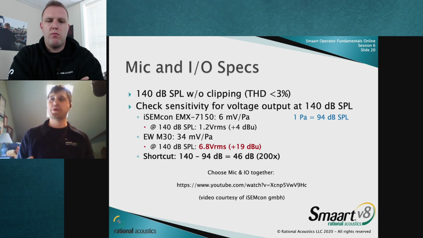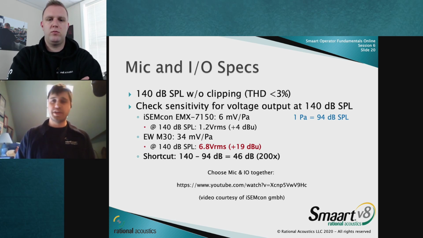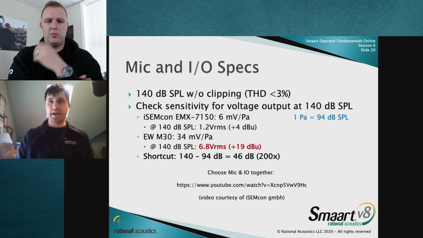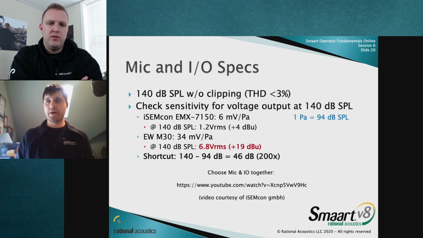And a really nice shortcut for saying, okay, what voltage do I have to deal with here? I'm going to check my spec sheets, and I'm going to make sure that the max voltage on my preamps is going to be enough. The number you want to look at is that 94 dB sensitivity value, which for the iSemcon is listed as 6 millivolts. If you multiply that by 200, that's a quick way of telling you what the voltage is going to be at 140. So again, when you're choosing your preamp and your interface, make sure the maximum input voltage is sufficient to handle what your mic's going to create.